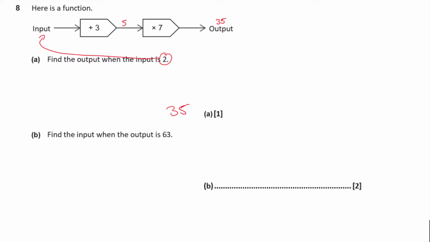Okay. Find the input when the output is 63. Okay, so we're going to be working backwards in this case. So if the output is 63, then what would it have to be here so that when I times it by 7, it's 63? Well, I know that 9 times 7 is 63. So I must have had 9 at this point here, so that when I times it by 7, I got 63. And if I've got 9 here, and I had a number and added 3 to it, and I got 9, then working backwards, 9 take away 3, that's 6 then. So 6 would have had to go in, so that when I add 3, I get 9, and then when I times by 7, I get 63.